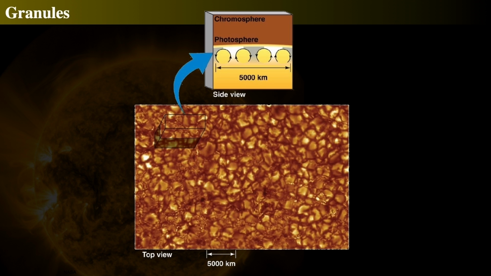These things can be very, very large. These granules can be up to the size of a continent, about 1,000 kilometers across. They move around and provide the base of the photosphere. Basically, the granulation that we see here is what we call the photosphere. So the granulation of the photosphere is it.